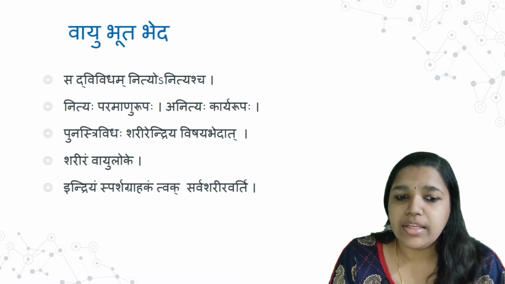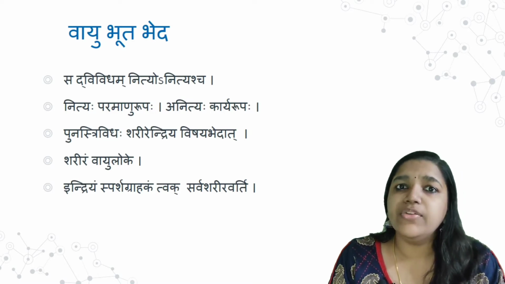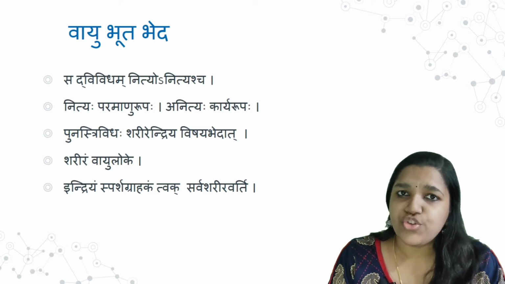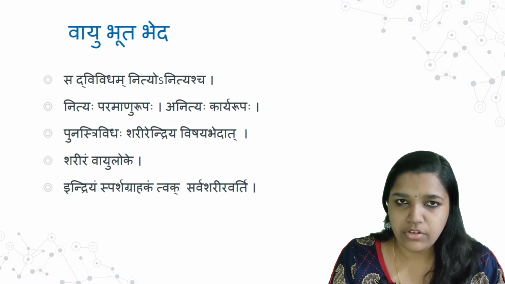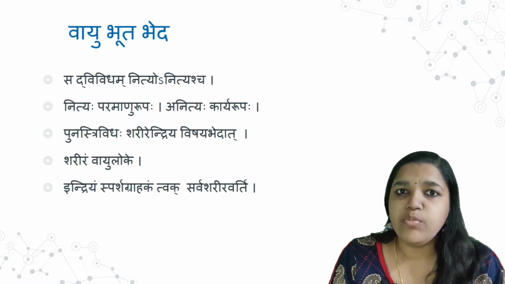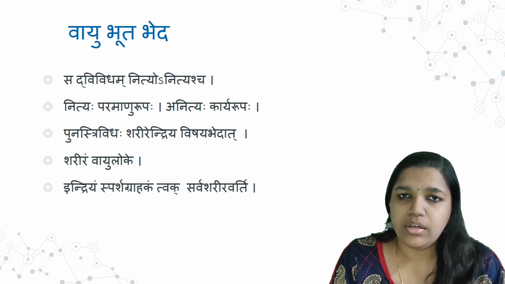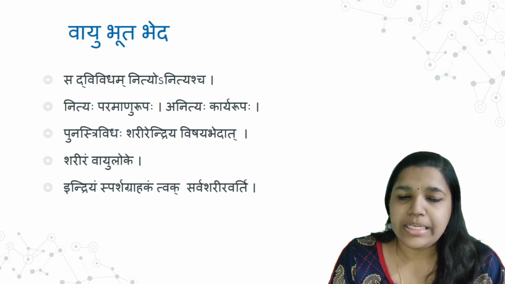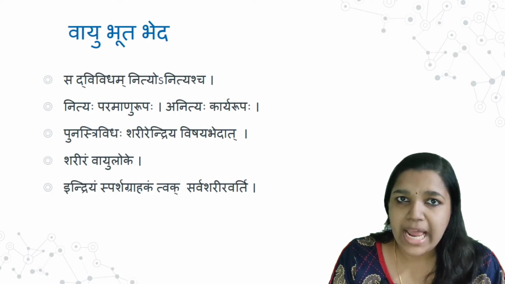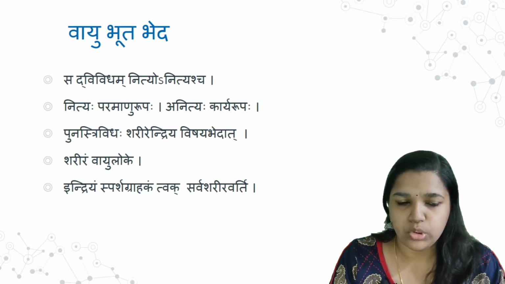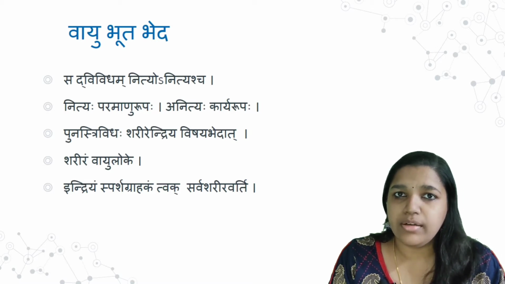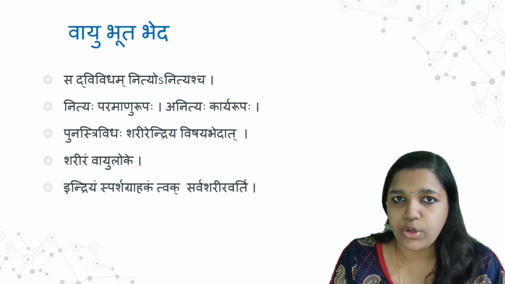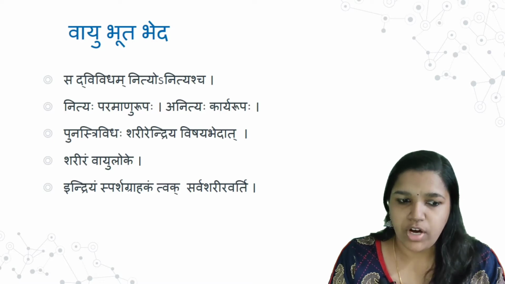Punastrividhaha Sharirendriya Vishaya Bhedat, and this Anitya is again classified into three, that is Sharira, Indriya and Vishaya Bheda. And Shariram Vayuloke, as already told in Jala Bhuta and Agni Mahabhuta, there are different types of loka and the living creatures in which particular loka. Similarly, Vayu Loka, the creatures are having the predominance of Vayu Mahabhuta. So Shariram Vayuloke, the Sharira which is predominant of Vayu Mahabhuta is present in the Vayu Loka.